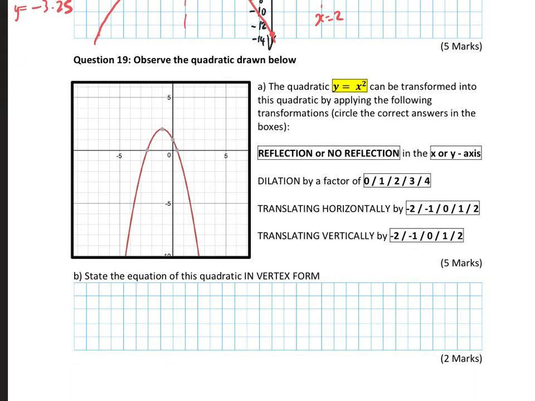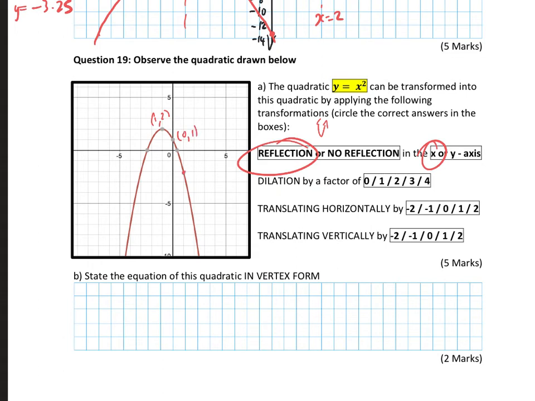Observe the quadratic drawn below. The quadratic y is equal to x squared can be transformed into this quadratic by applying the following transformations. Circle the correct ones. Normal quadratic looks like this. So there has been a reflection, and it has been in the x-axis. Dilation by a factor of... well, here you have 1, 2. It went down to 0, 1.